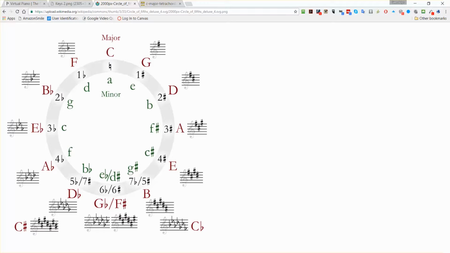Got it? So now you know how to place the flats and sharps on the staff correctly. The sharps, one more time. Go to the key in the circle of fifths, five steps from C.